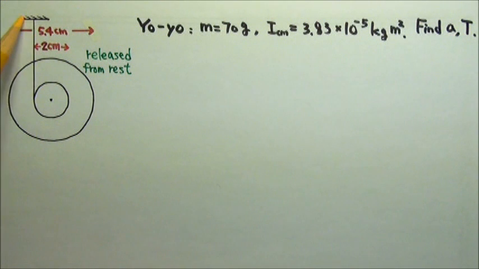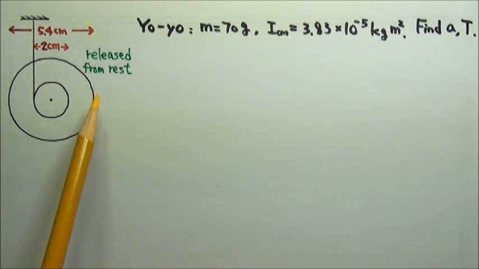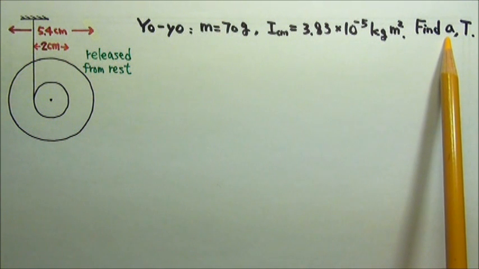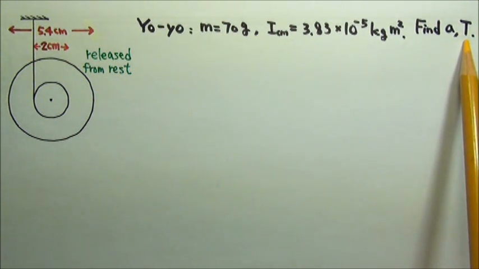With the top of the string fixed in place, the yo-yo is released from rest. Find the yo-yo's downward acceleration and the tension in the string.